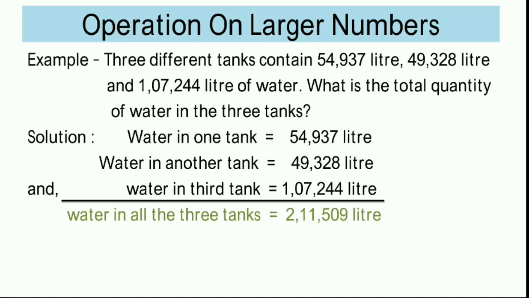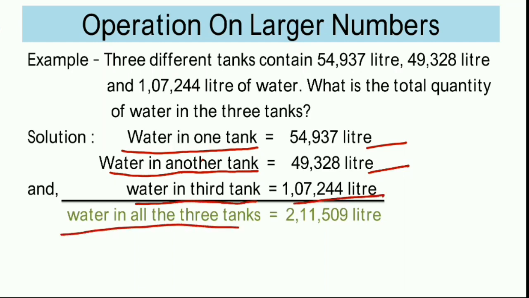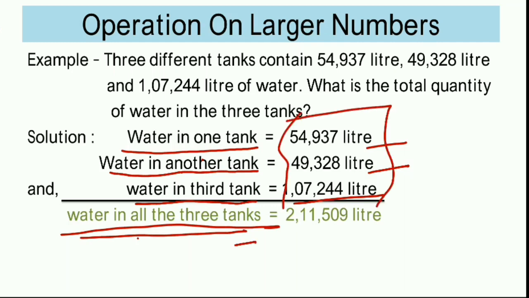So now we will add what is given: water in one tank this much liter, water in another tank this much liter, in place of another you can write second tank, water in the third tank this much liter. So water in all these 3 tanks, what will you do? You will add these 3 data, then the sum will be this. It means 2,11,509 liters of water is there, which is the total quantity of the water.